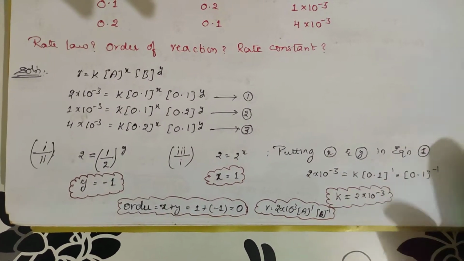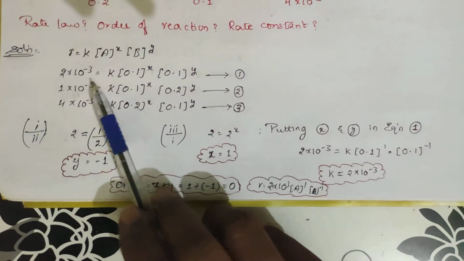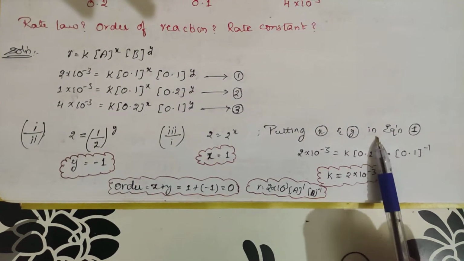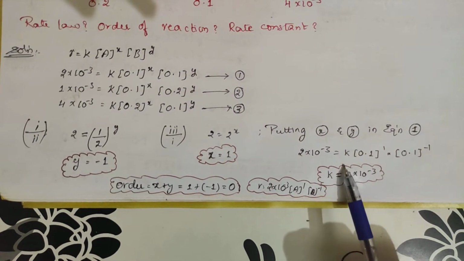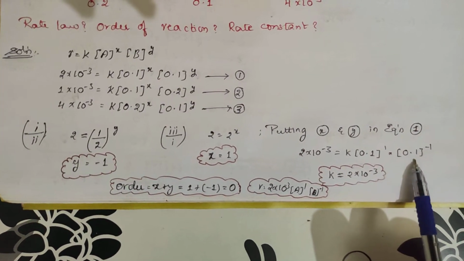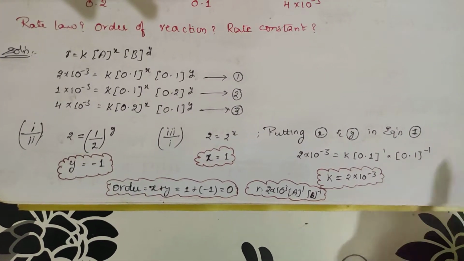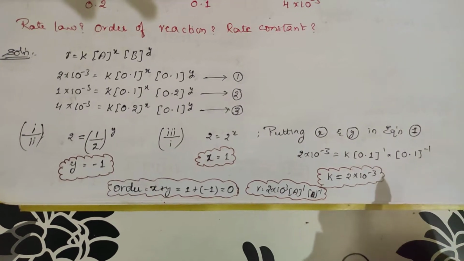Putting the values of X, Y in equation 1. So you know this is the equation 1 and you will be calculating. So 2 into 10 power minus 3 is equal to K into 0.1 whole power 1. B concentration is 0.1 into whole power minus 1. So K value you are getting as 2 into 10 power minus 3.